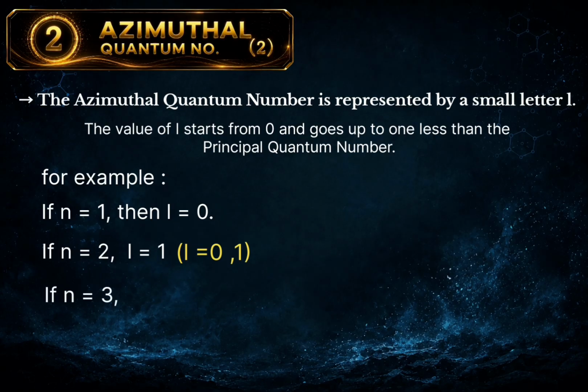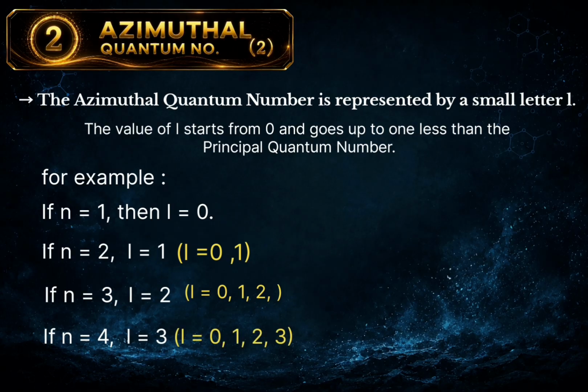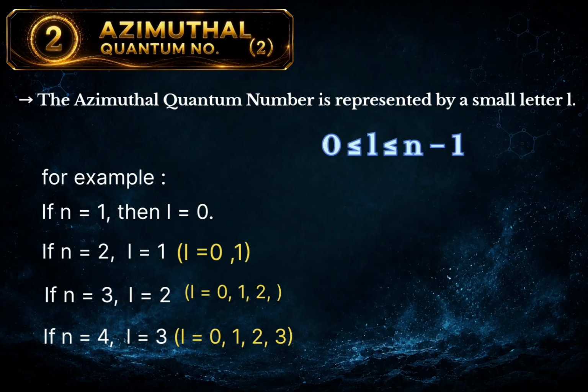If n equals 3, then the maximum value of L is 2. That means L can be 0, 1, or 2. If n equals 4, then the maximum value of L is 3. That means L can be 0, 1, 2, or 3. So the rule is this: the value of L ranges from 0 to n minus 1. In simple words, L starts from 0 and goes up to n minus 1, both values included. That's the rule for the Azimuthal quantum number.